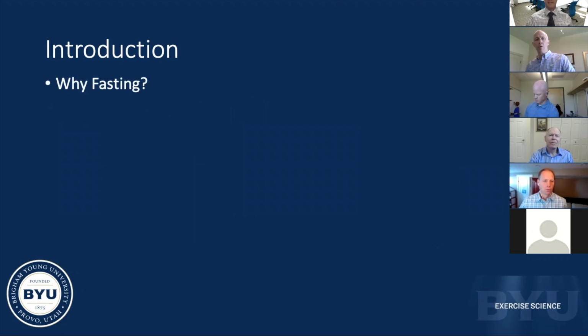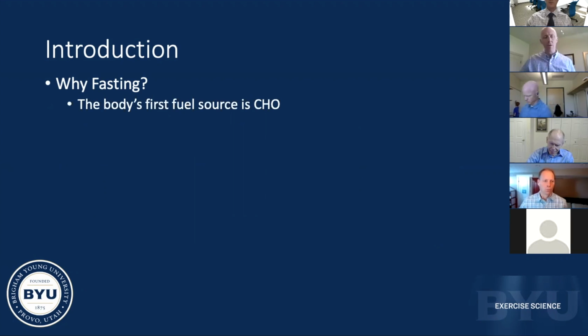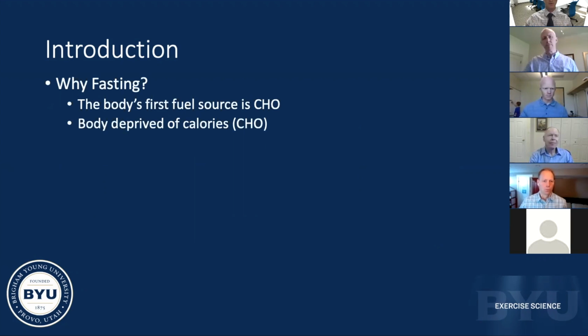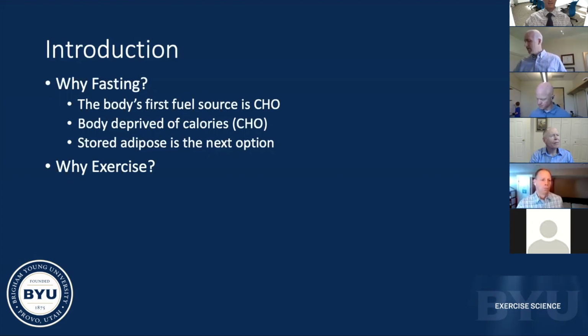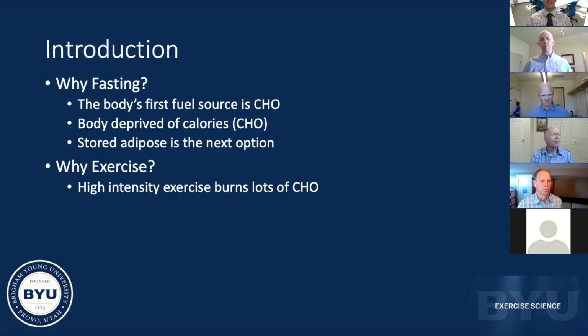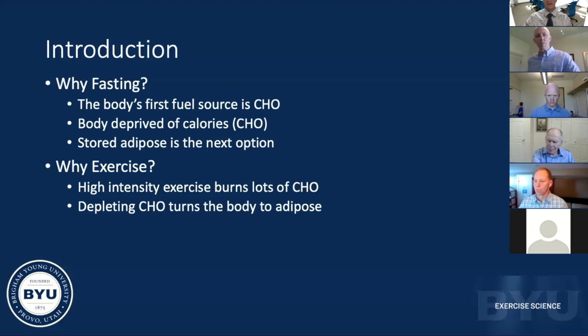But why fasting? So we alluded to the fact that your body's first fuel source, the one that it goes to first, is carbohydrates, right? And so if you use up the carbohydrates in your body, then it has to turn to adipose. Exercise actually has somewhat of a similar effect, right? Especially high intensity exercise burns a lot of glucose and glycogen. Glycogen is stored a lot in the muscle and in the liver. And so as you use those as your fuel in high intensity exercise, there's not much left, so it has to turn to adipose again.